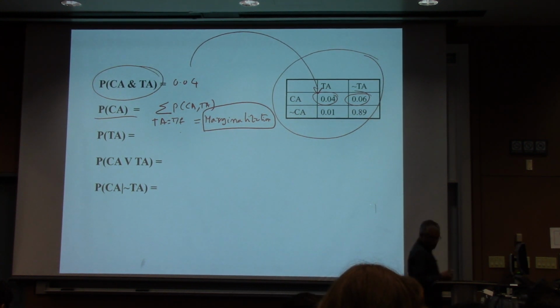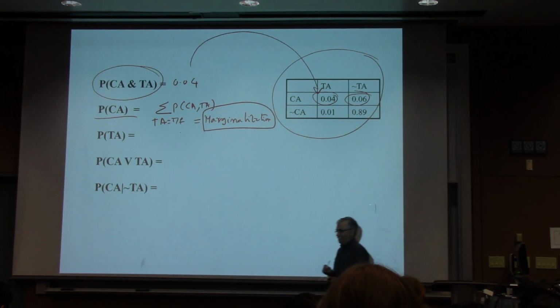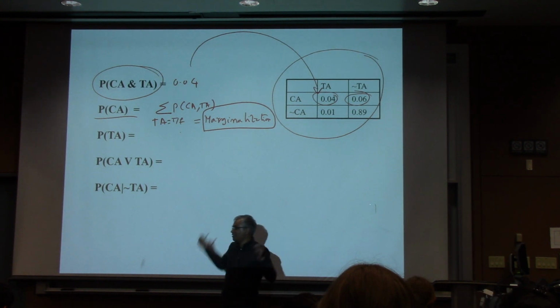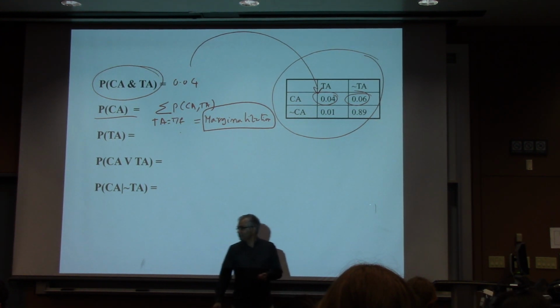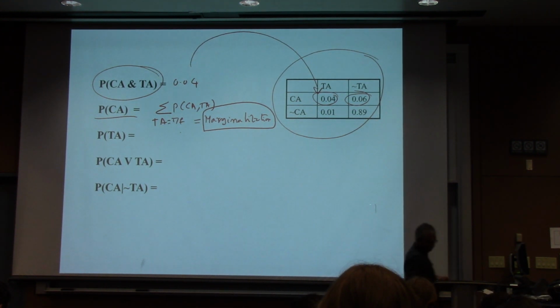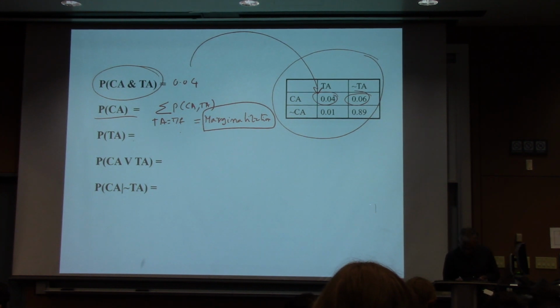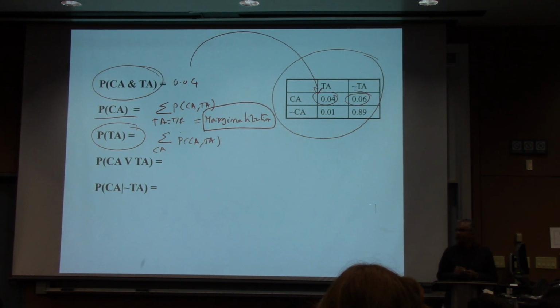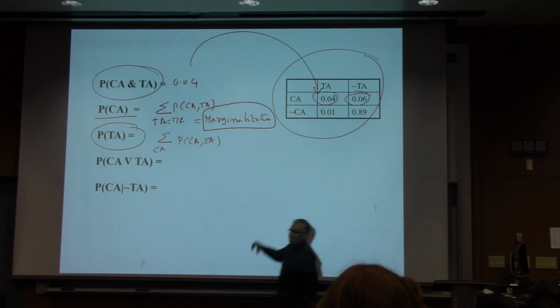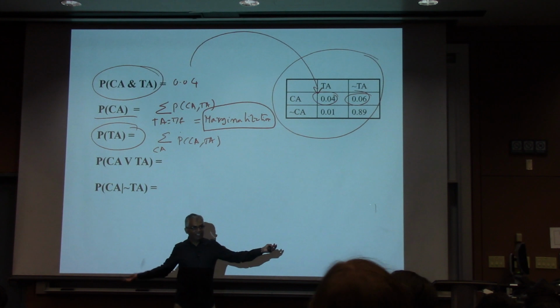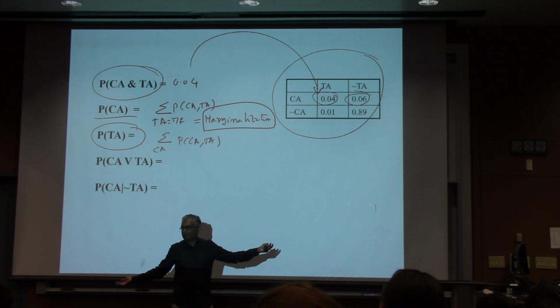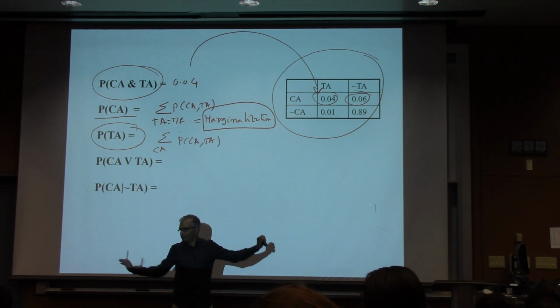Right? So you integrate, you marginalize. You integrate away the other variable. Okay. Then, what about P(TA)? It's the same thing. Now you just sum over CA for all the values, probability of CA, TA. Any time you sum over a variable, that variable gets marginalized.